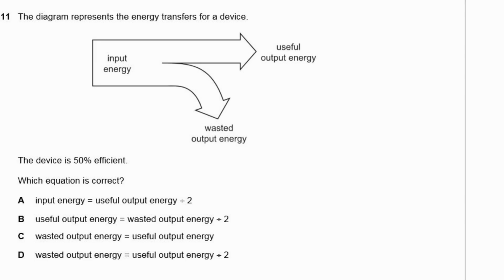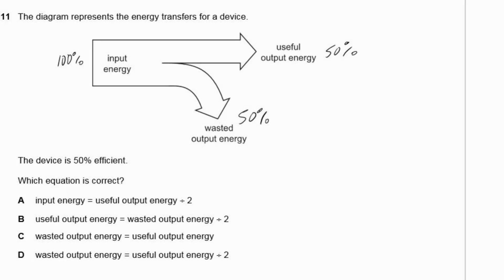There we go. 11. The diagram represents the energy transfers for a device. The device is 50% efficient. Okay, so let's label it. I have a value of, I'll say I have 100% coming in. If it's 50% efficient, then 50% of it's useful, and 50% of it's wasted.